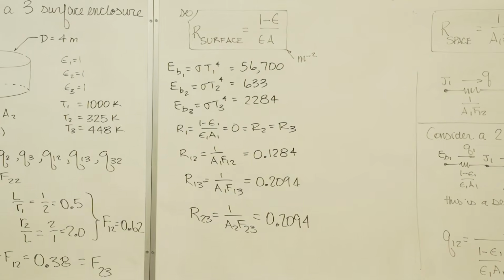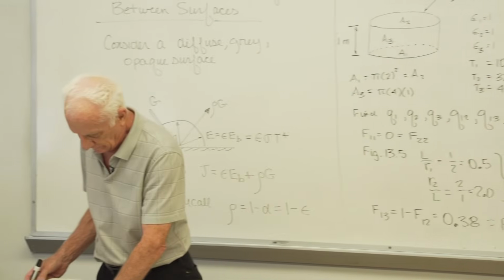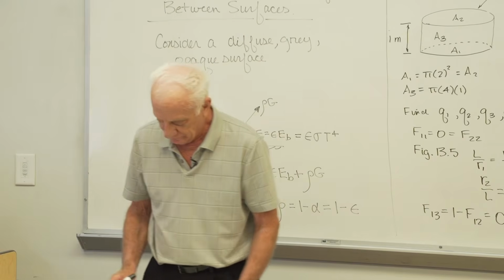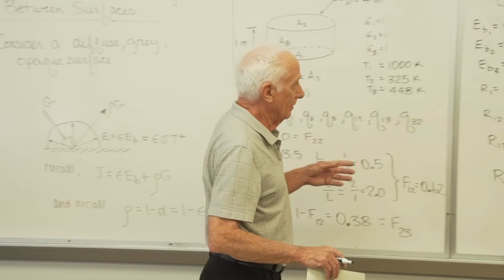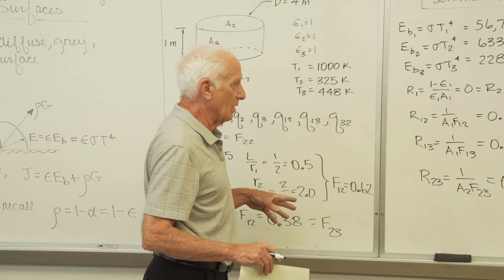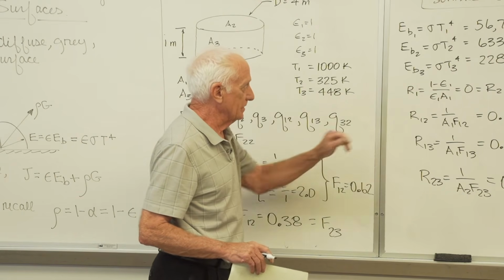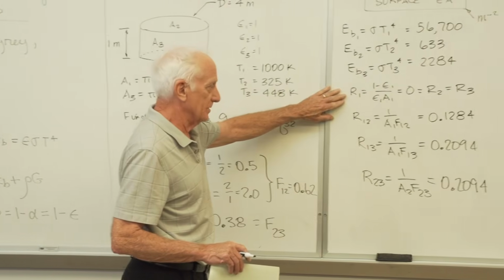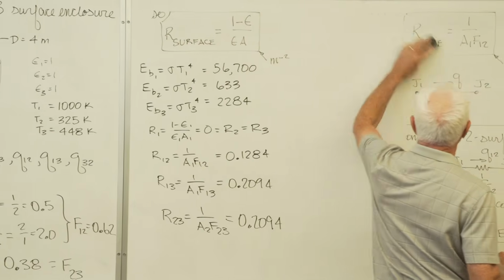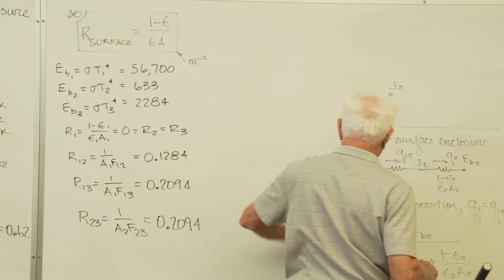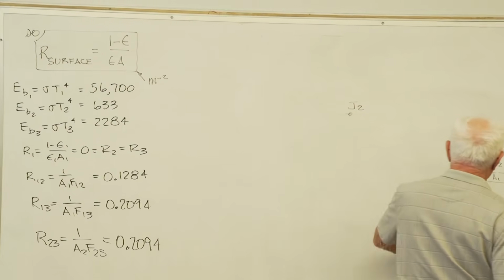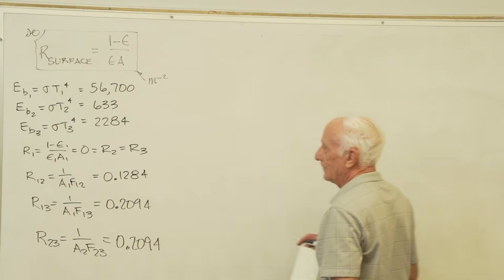So getting ready to solve the problem, what you do is, of course, you find everything you're going to need. I need the view factors. Why? Because I've got to find the space resistances. I've got to find the surface resistance. Done that. I've got to find the EBs because they're known. If you give me a temperature, I know EB.